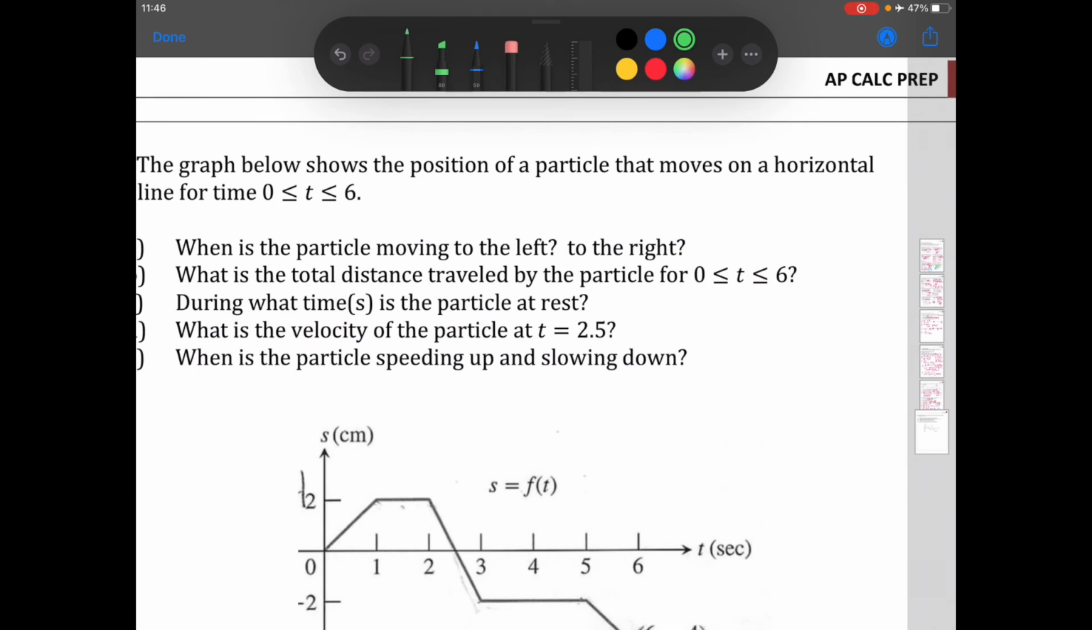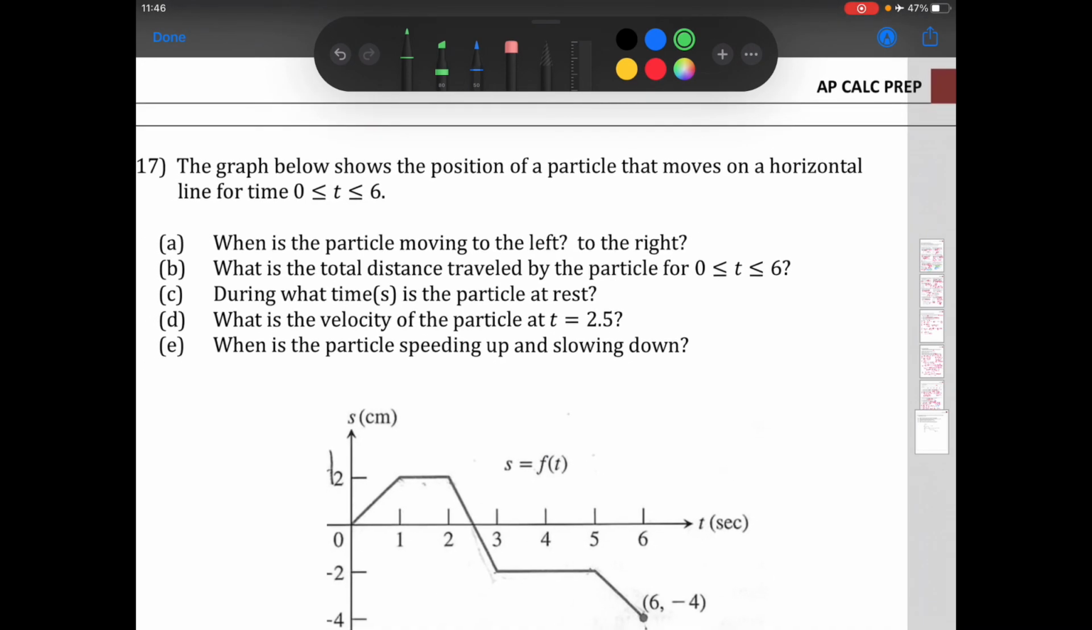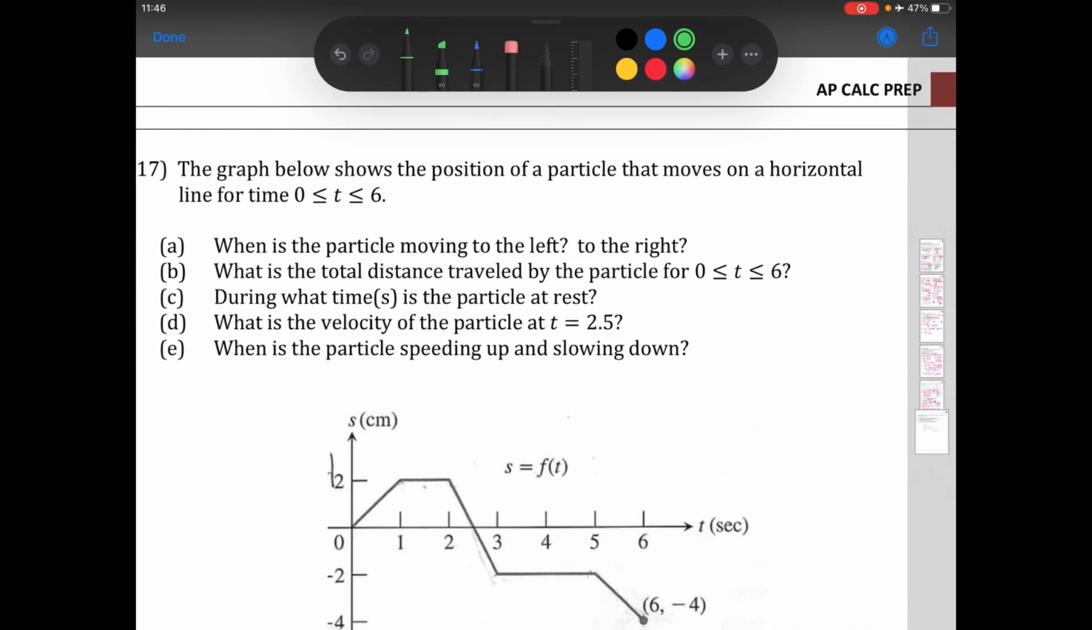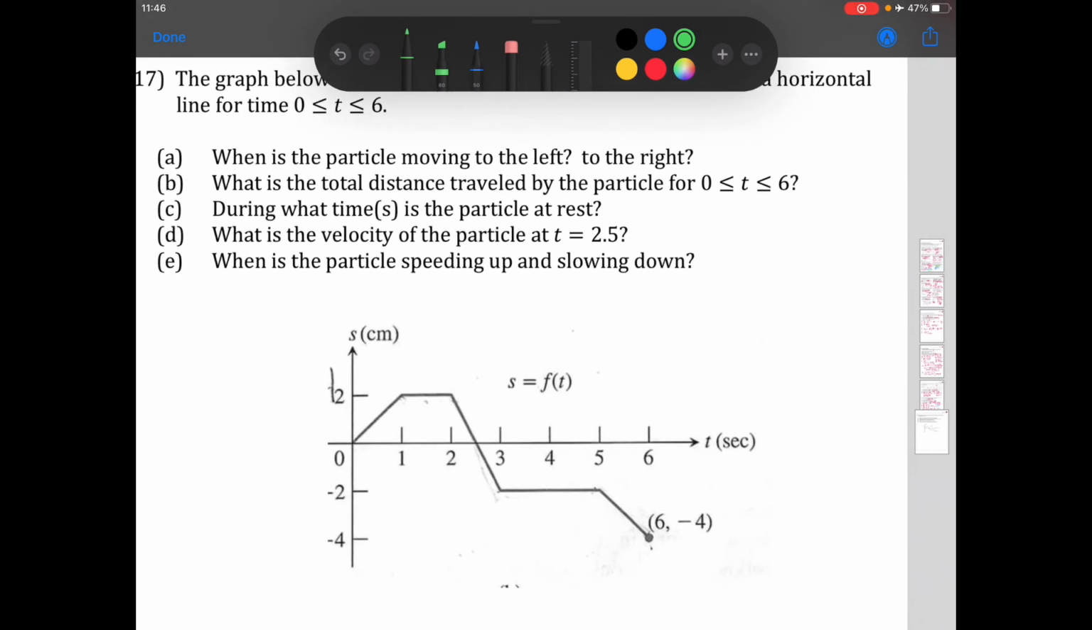Okay, so let's try the last question. It's giving us a graph. The graph below shows the position of a particle that moves on a horizontal line from time 0 to 6. When is the particle moving to the left, to the right? So again, this is not a velocity graph. This is a position graph. So be very careful with that, right?